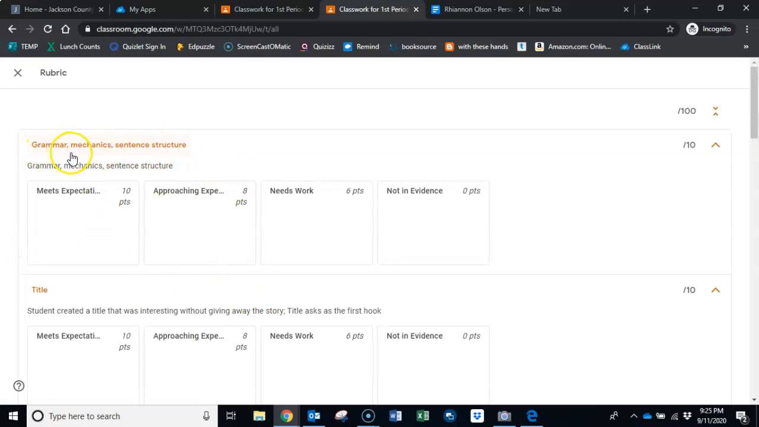We're going to be checking out your grammar, your mechanics. That means, are your sentences complete sentences? Do your paragraphs make sense? Make sure you don't have run-on sentences or incomplete sentences. You're in 5th grade. We expect you to know how to write a complete sentence. You can get 10 points for doing that, for meeting expectations. If you're getting close but have some mistakes, you'll have 8 points. If you need some work, get 6 points. And if you didn't show that you know anything about grammar or sentence writing, then you don't get any points for that.